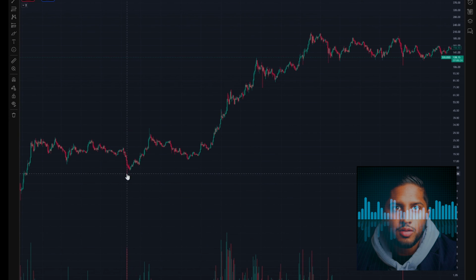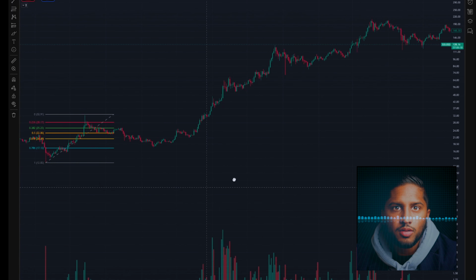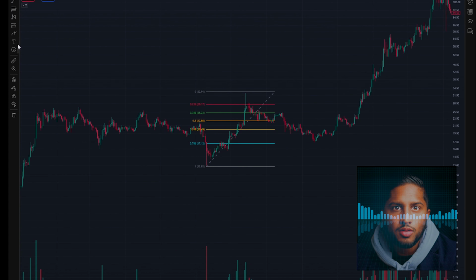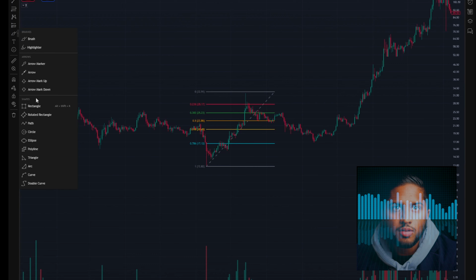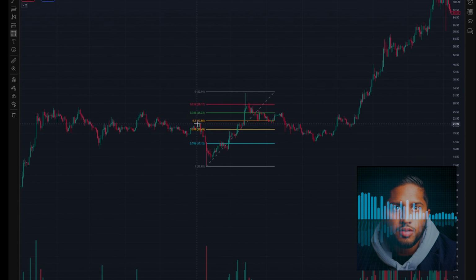Let's just draw from this down wick to this up wick. Zoom in a little bit here. And what I want to do for you as well is draw the golden pocket, or that golden zone, which is between the 50% and the 0.618, or 61.8%. This is known as the golden zone. All right, so what do we notice here?